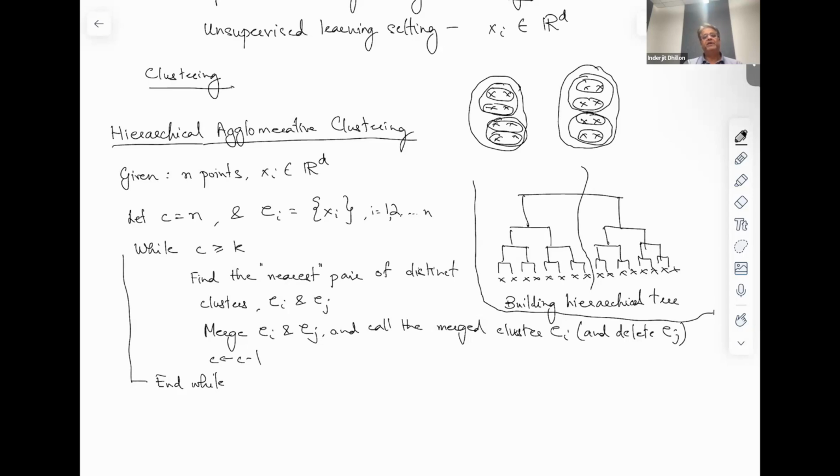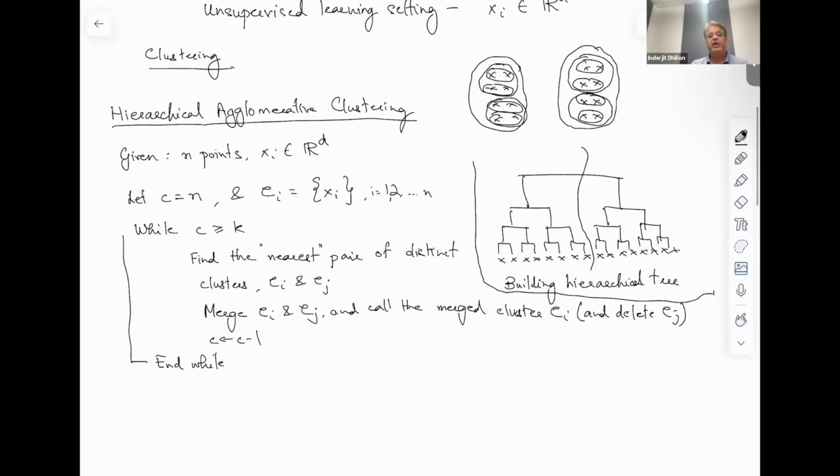Remember that the number of points is n. So there are n choose 2 pairs, so order n square pairs. So at each step, the first step, you need to do n square, and then you need to do (n minus 1) square, and so on. So the complexity of this is actually cubic. So it's a bit expensive.